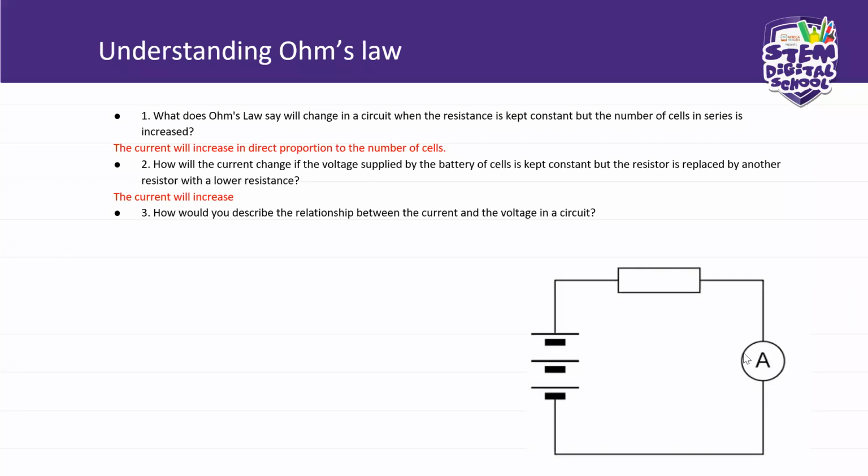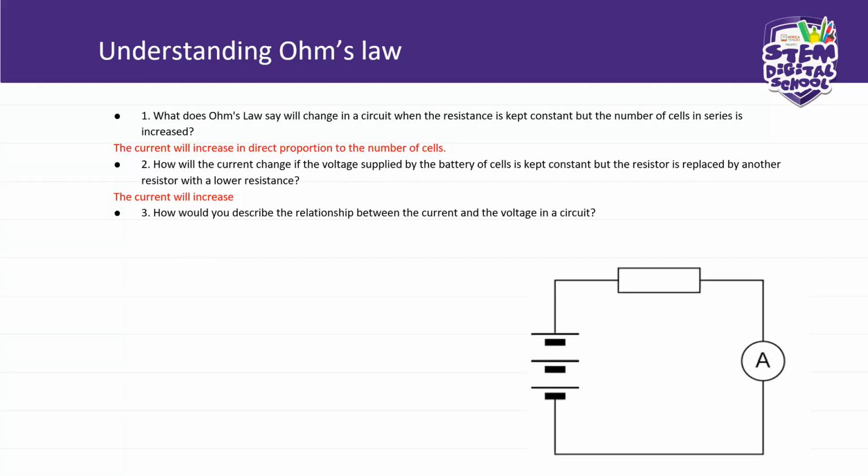So this question is saying, how will the current change if the voltage supplied by the battery of cells is kept constant? This has not changed, ne? But the resistor is replaced by another resistor with a lower resistance. If you lower the resistance, then more current will flow, and what will happen? Then the current will increase. So you are understanding Ohm's law like that.